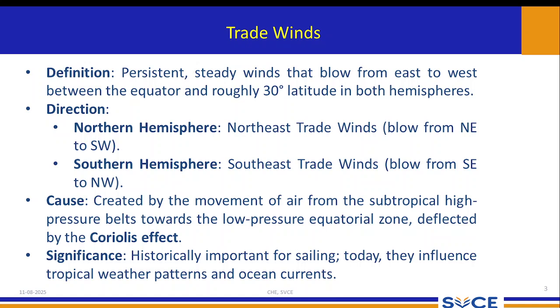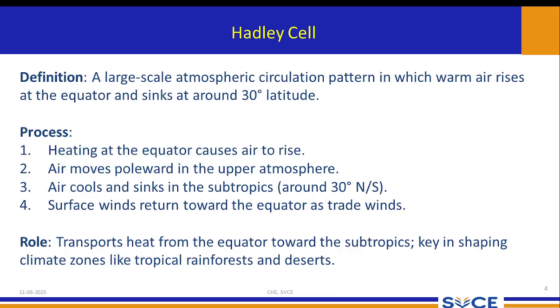In the last class, we saw the ocean currents: how they move from the tropical region to the polar region, and how they move from the polar region back to the tropical region. The warm air moves from the tropical region to the polar region, and cold air moves from the polar region back. So that is what we saw in the last class.